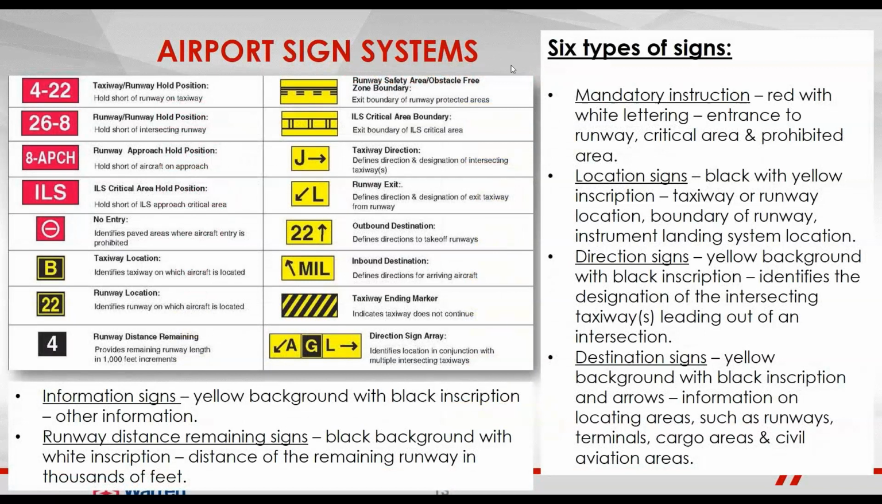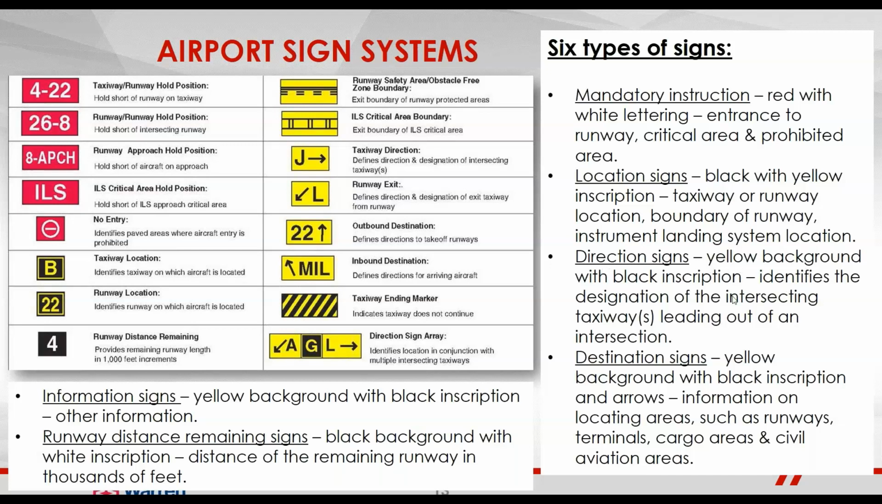Now, what you want to remember is there are 6 types of signs. So we'll start up here in the upper right-hand corner. There's the mandatory instruction. Those are red with white lettering. Entrance to a runway, critical area, prohibited area. Those are mandatory instruction signs. The location signs are black with yellow inscription. Here's taxiway, runway, you've now reached it.